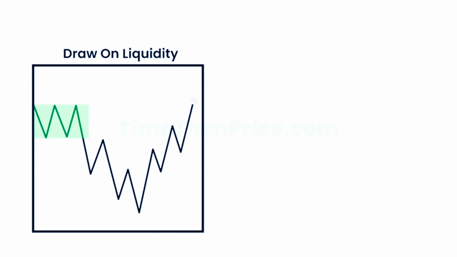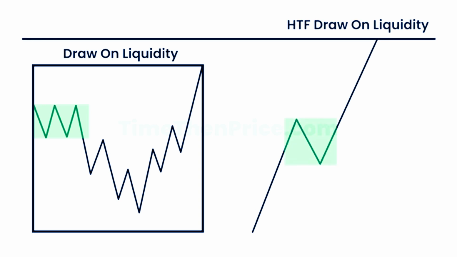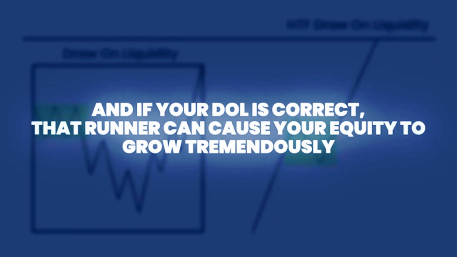If we, however, are targeting a level that is above the original consolidation, its respective high, as our higher time frame draw on liquidity, we can not only take a big partial at the market maker buy model's completion, but we can also leave a runner to draw towards that higher time frame draw on liquidity. That runner then turns your short-term trade into a long-term trade. And if your draw on liquidity is correct, that runner can cause your equity to grow tremendously.